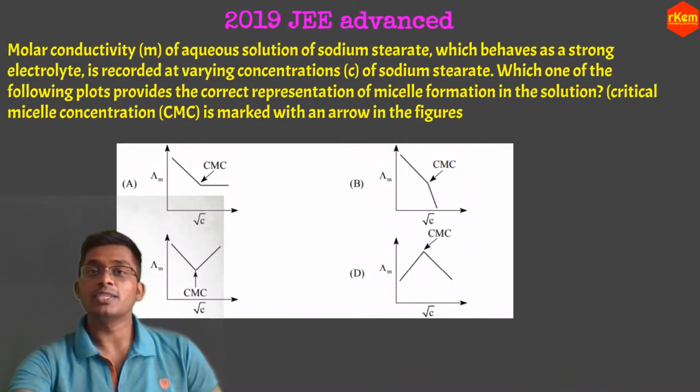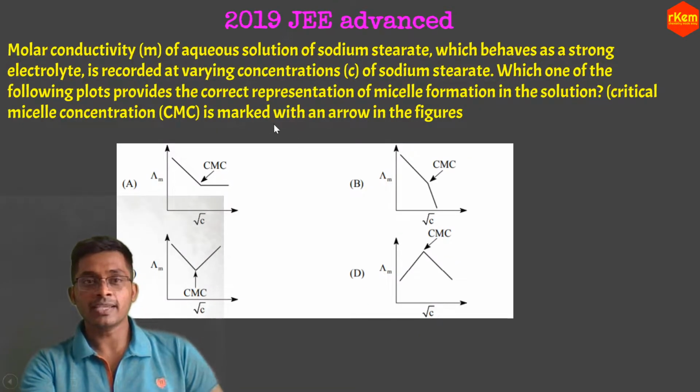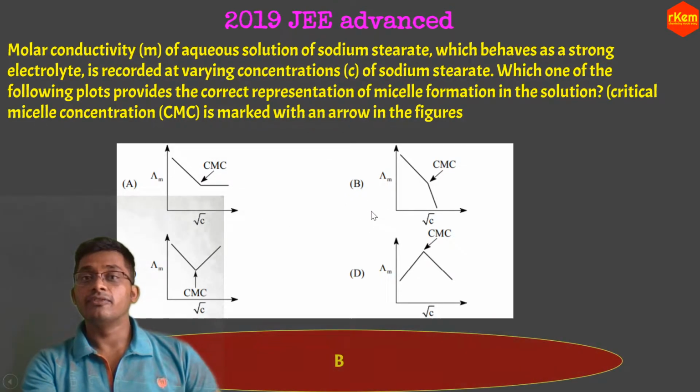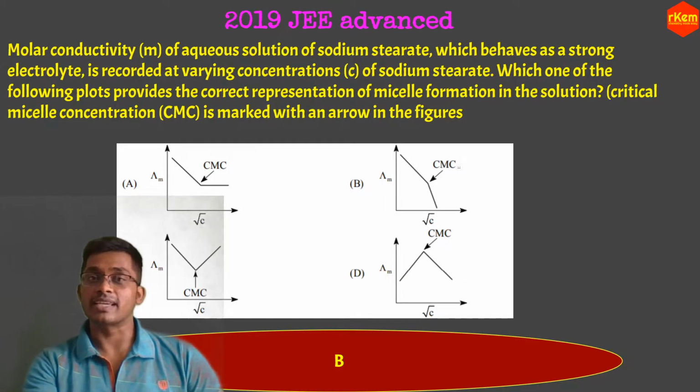Okay, so here I'll show you the questions. Just look at the 2019 question, the most recent Advanced question. So what is given here? They have given lambda m, molar conductance, versus root C. And they are asking which is correct for sodium stearate. Sodium stearate is a surfactant. Yes or no? Yes, sodium stearate is a surfactant. So which graph is correct? As concentration increases, which of the following is correct?